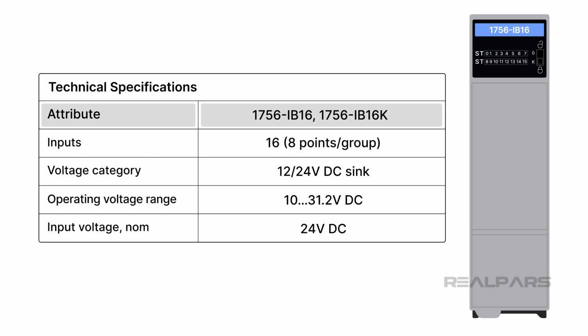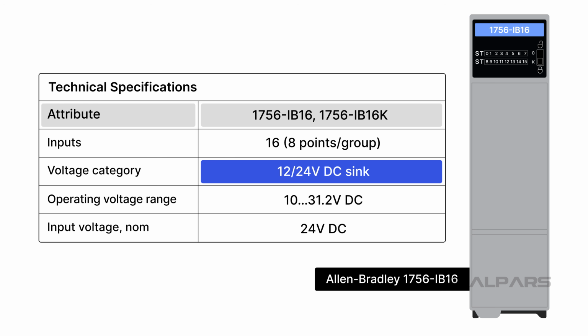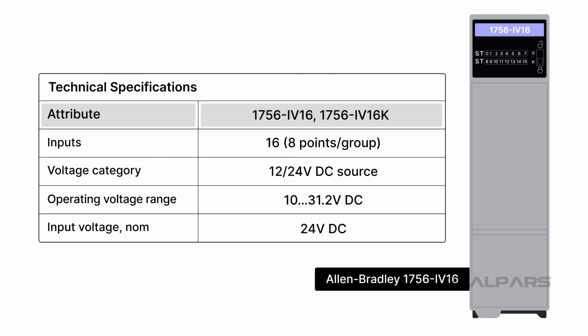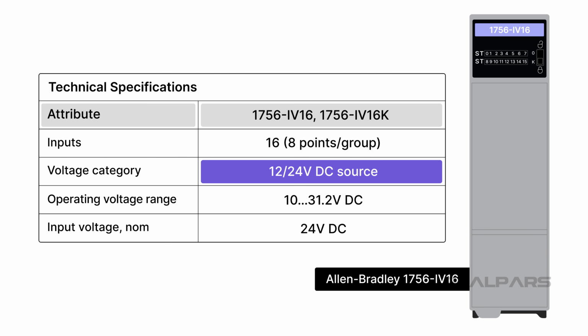For example, the Allen Bradley 1756-IB16 is a 16-input 24-volt sinking input module. The Allen Bradley 1756-IV16 is a 16-input 24-volt sourcing input module.